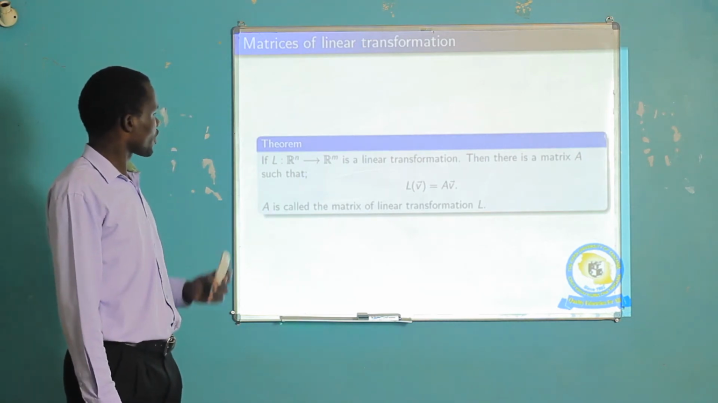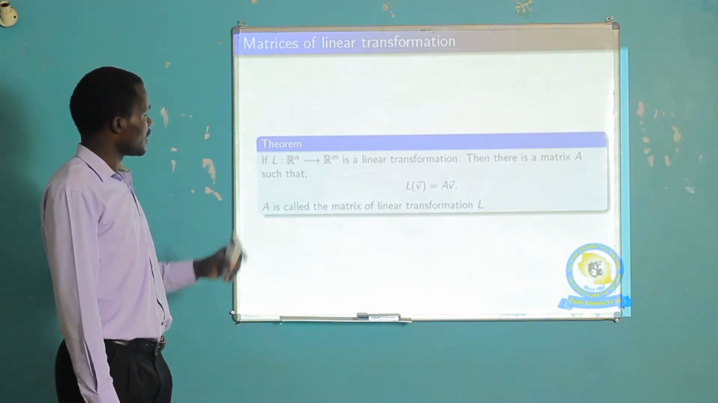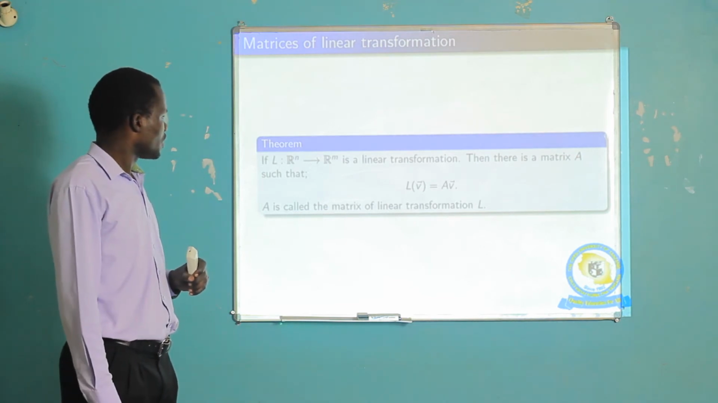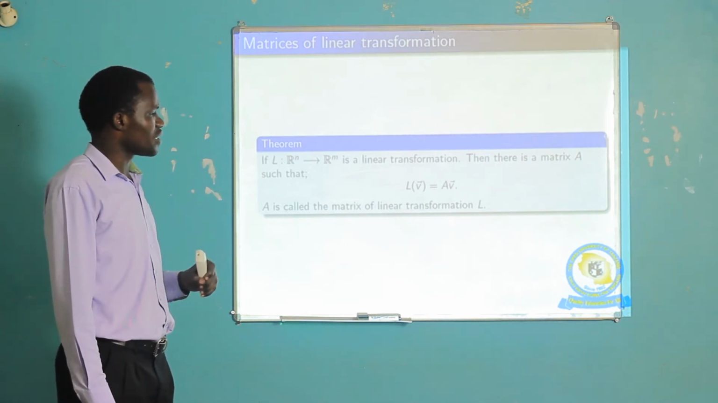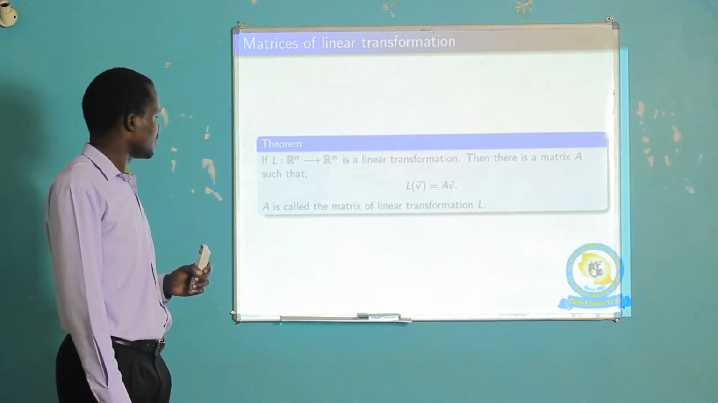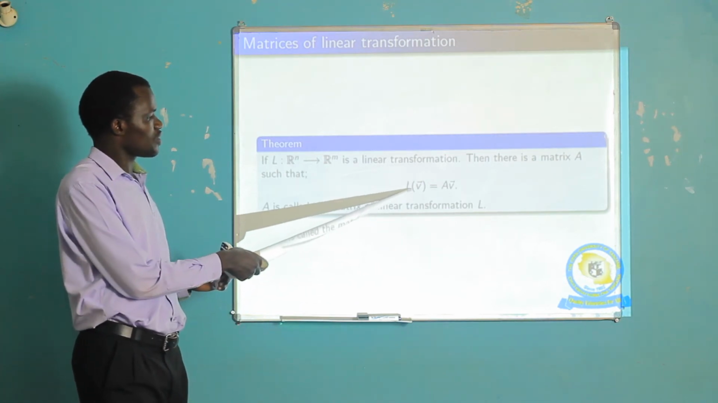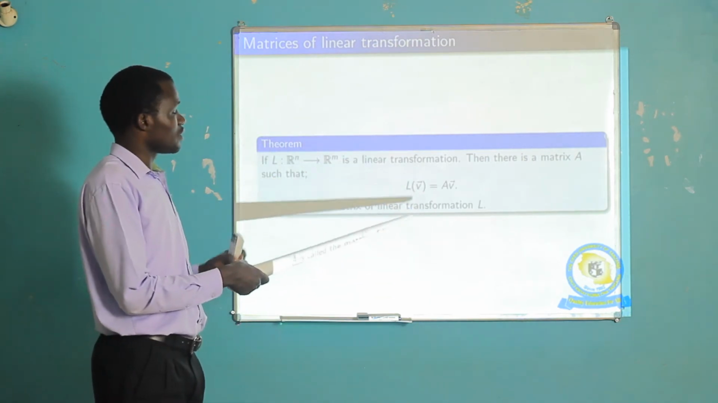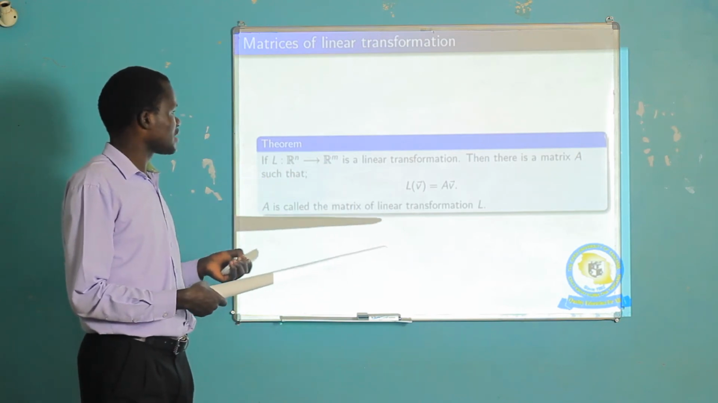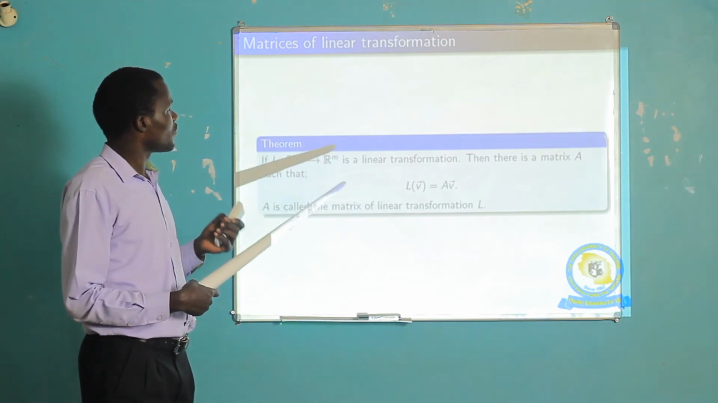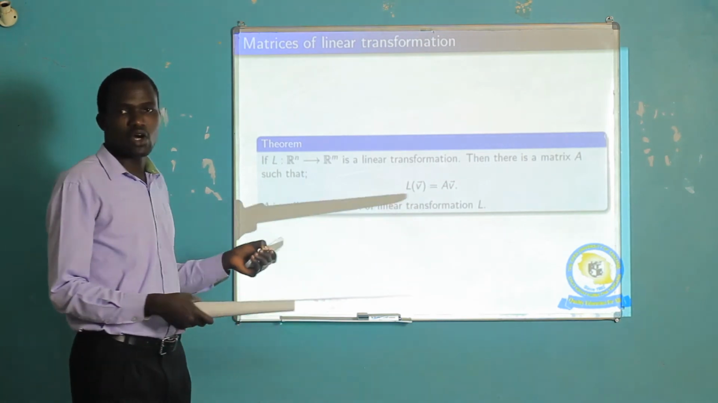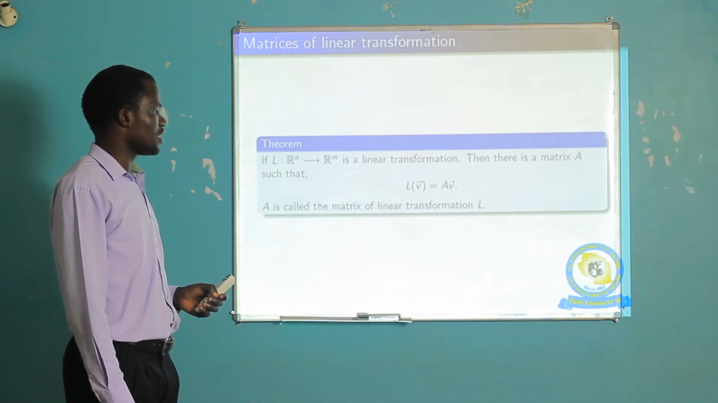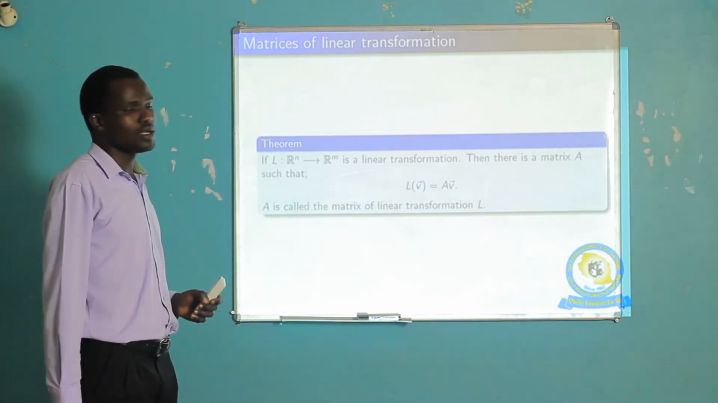Okay, we have a theorem here. This is a linear transformation mapping from Rn to Rm. If this is a linear transformation, then there exists a matrix such that the linear transformation of any vector p in Rn is the same as taking that matrix, called the matrix of the linear transformation, times the vector. All of them will give us the same answer. And this matrix is called the matrix of the linear transformation T, because of the linear transformation.